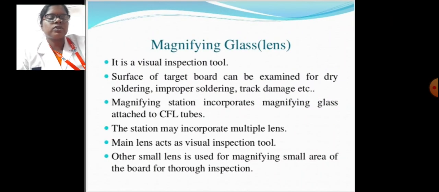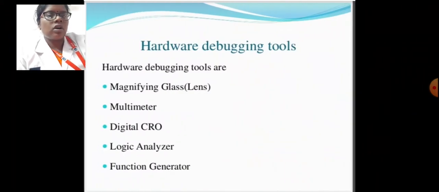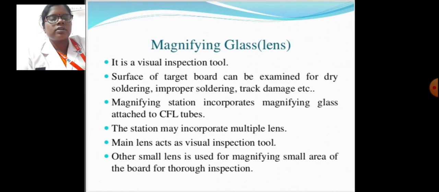Hardware debugging tools are magnifying glass, lens, multimeter, digital CRO, logic analyzer, and function generator. The first of the target hardware debugging tools is the magnifying glass, which is a lens. It is a visual inspection tool.